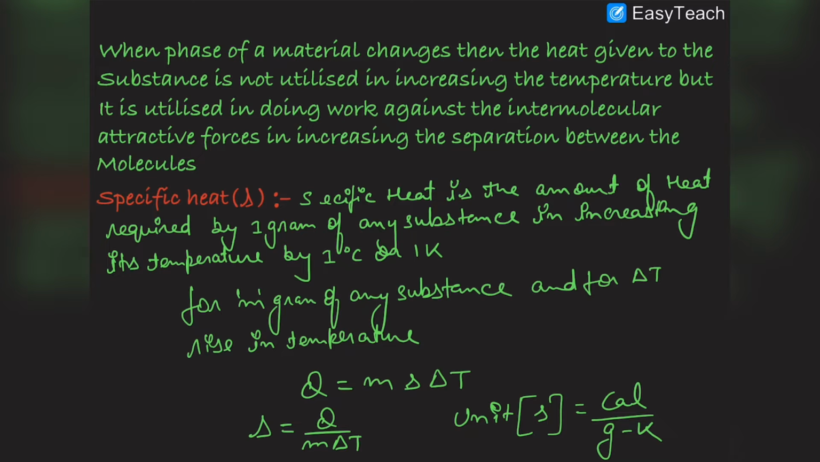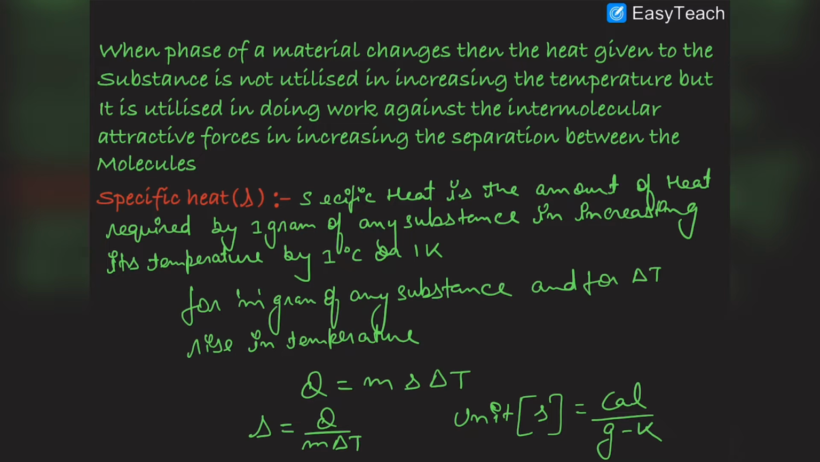Now, what is specific heat? You must have heard the term specific heat. Specific heat is also called gram specific heat, and it is the amount of heat required by 1 gram of any substance to increase the temperature by 1 degree Celsius or 1 Kelvin. This is the specific heat and its symbol is S.